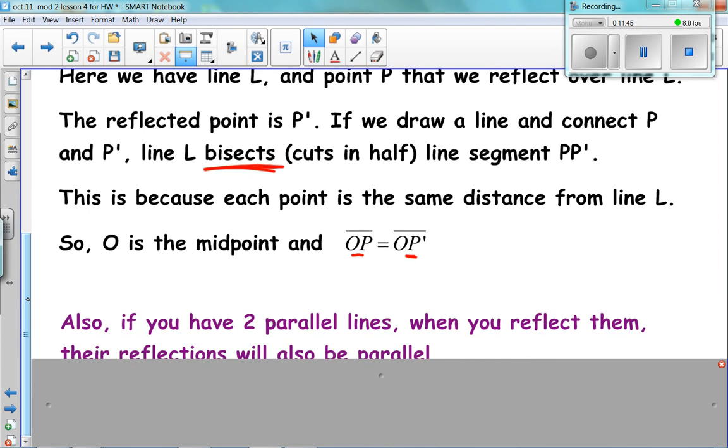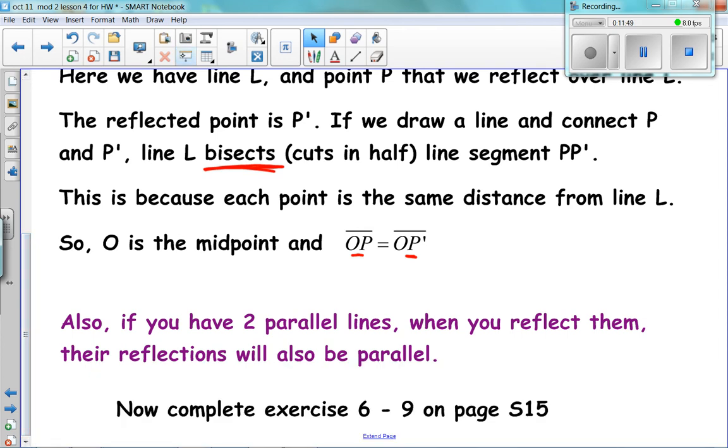So then another property that we have with translations is that if you have two parallel lines, when you reflect them, their reflections will also be parallel. And we discovered that in lesson 3 that was the case. Now complete exercises 6 to 9 on page S15.